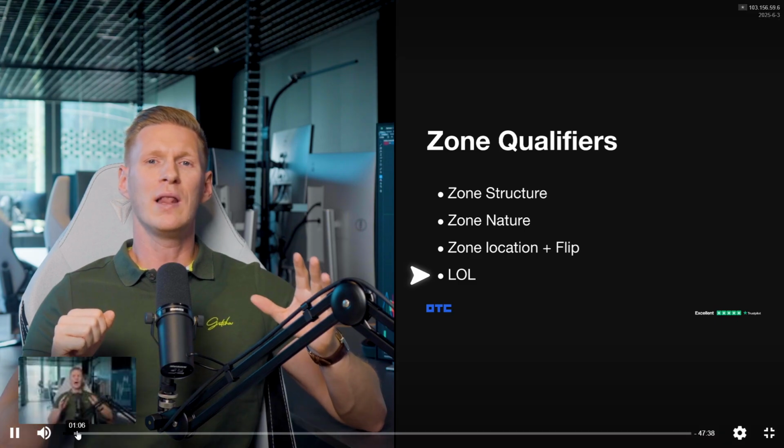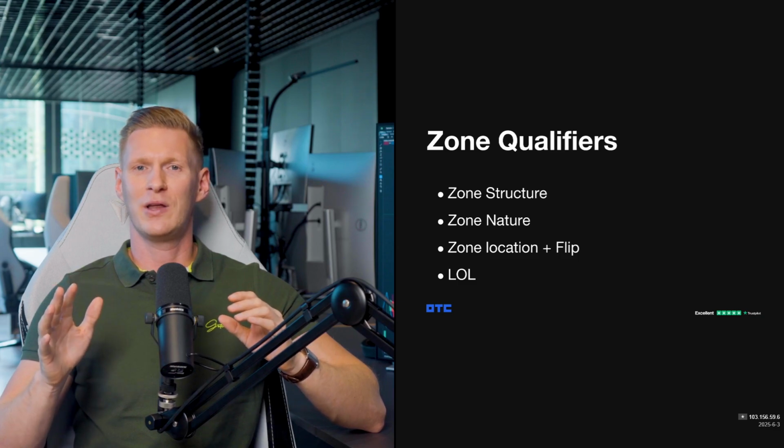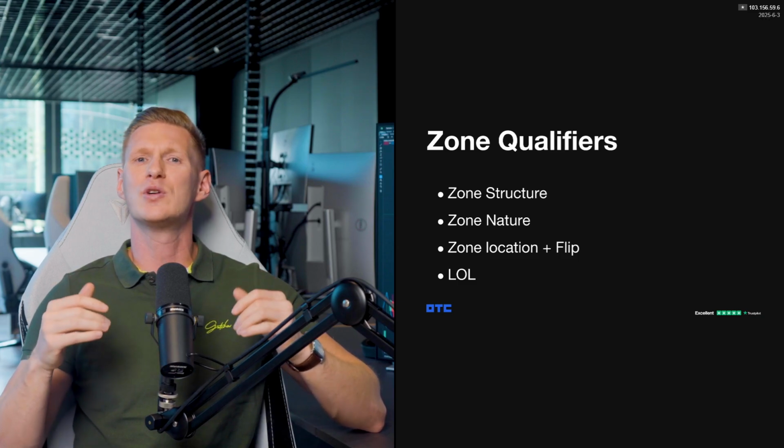Module 2 of the OTC Blueprint course. In this lesson, lesson 6, we are diving into an essential topic, zone qualifiers. Zone qualifiers allow us to systematically evaluate and rate the quality of a zone, so we can prioritize the best opportunities and avoid weaker setups. We will break down zone qualifiers into a few key focus areas.